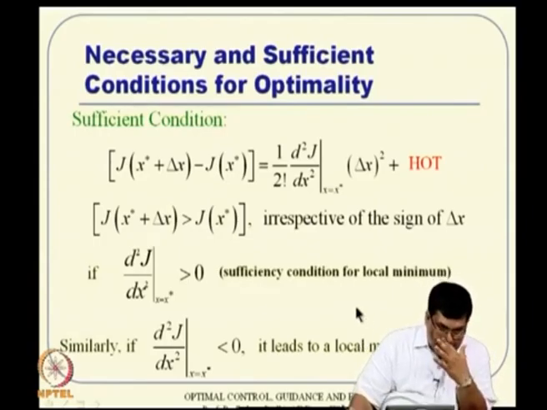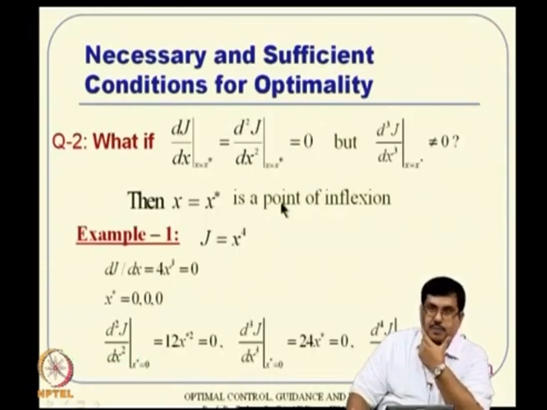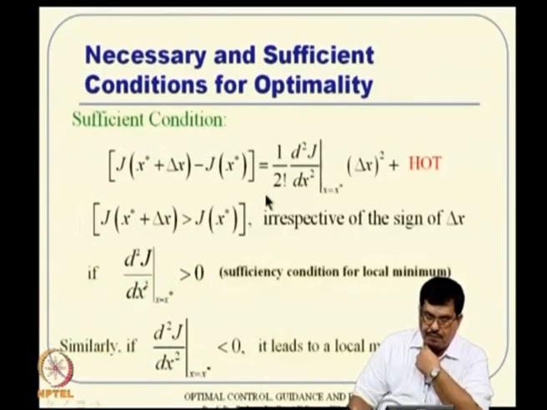So, before carrying out further things, let us see some example. Even before the example, now the question is what if both the derivatives are 0, but the third order derivative is not 0. That means whatever we talked about is true only if the second derivative is non-zero.